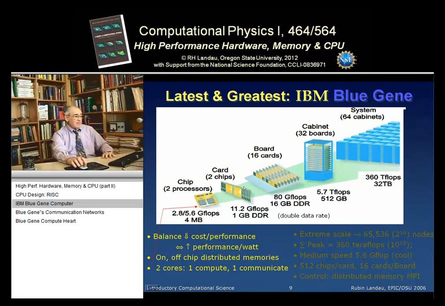So, you know, they try to make it fast, and then you integrate that together, and you say, once I have a card, I can put a bunch of these cards on a board.